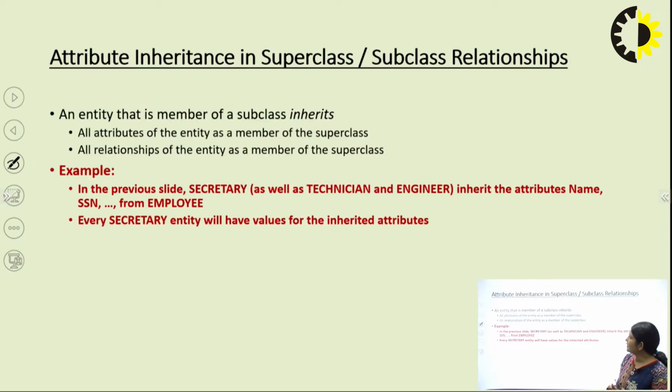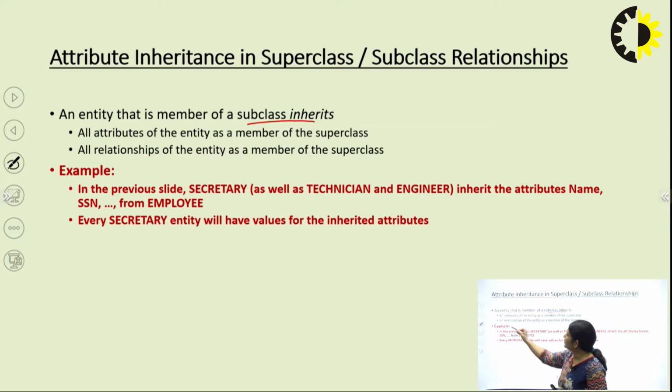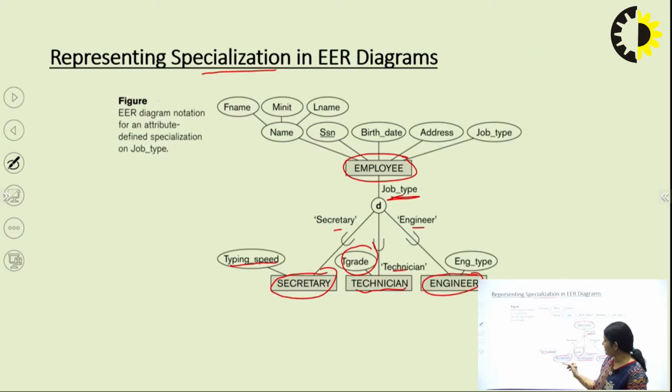Then attribute inheritance in the superclass-subclass relationship. An entity that is a member of a subclass, first of all, would inherit all the attributes of the entity as a member of the superclass. Obviously, the superclass attributes also belong to the subclass member. It also inherits all the relationships of the entity as a member of the superclass. So here, if a person is a secretary and an employee, then all these attributes, name, SSN, birth date, address, job type, would also be the attributes of the specialization or the subclass, that is the secretary, technician and the engineer.